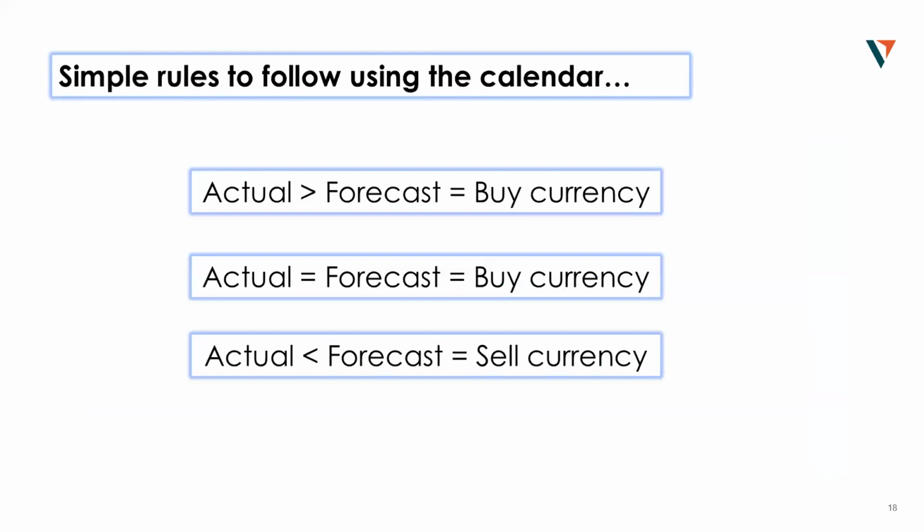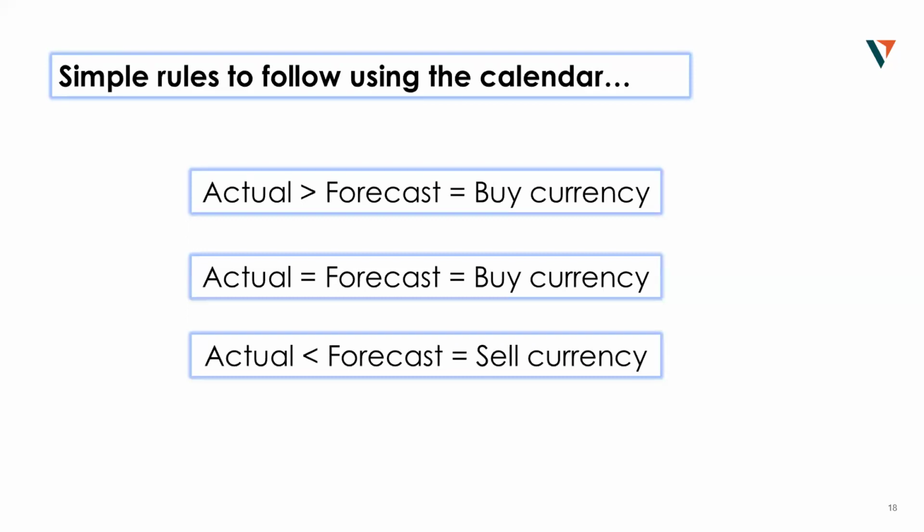When actual is greater than forecast, that is a buy for the currency. When actual data is higher than the forecast, that leads to a buy for the currency. That means there's an appreciation in the data for that country, for that economy. Therefore, the currency of that country will tend to appreciate. So we'll be looking for buy opportunities when actual is greater than forecast.